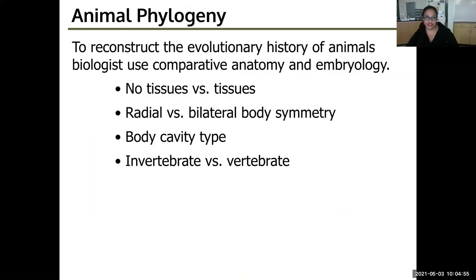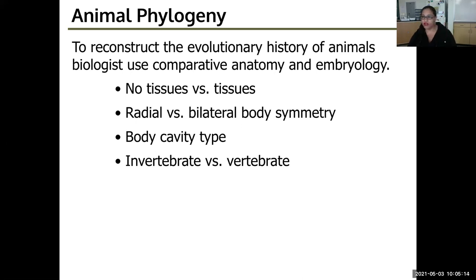Animal phylogeny. To reconstruct the evolutionary history of animals, biologists use comparative anatomy and embryology. When we talked about evolution, we talked about different lines of evidence that scientists use to study evolution, and embryology and comparative anatomy were two of them.